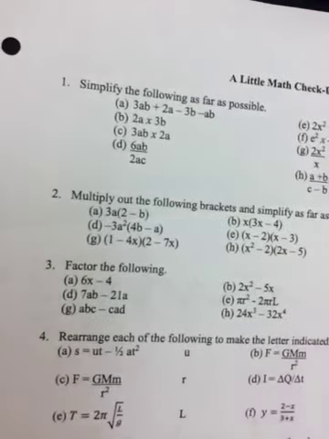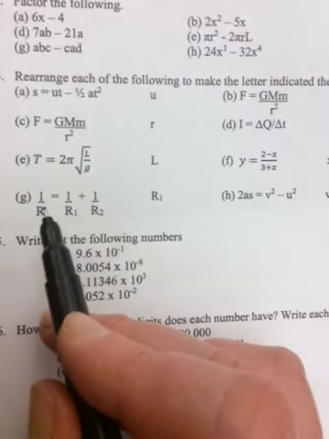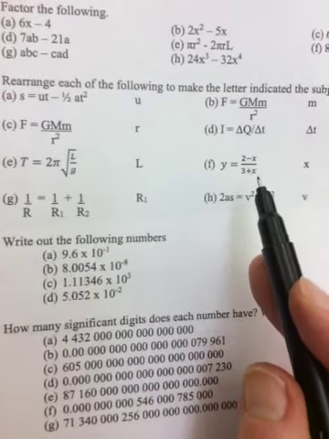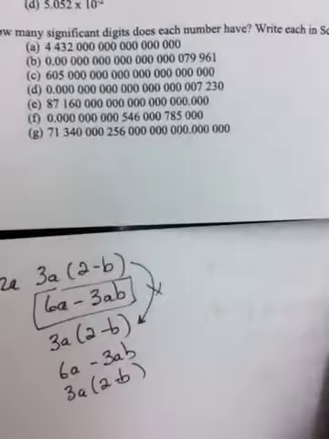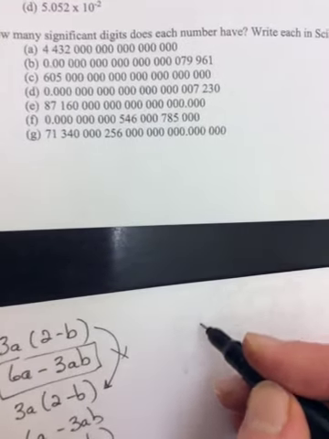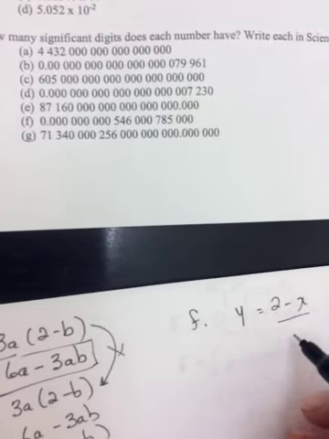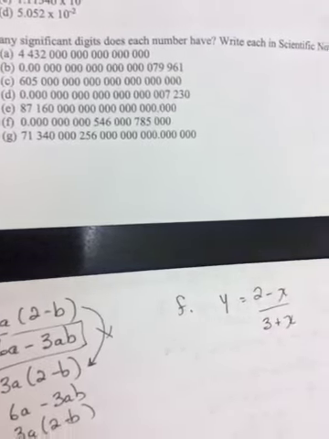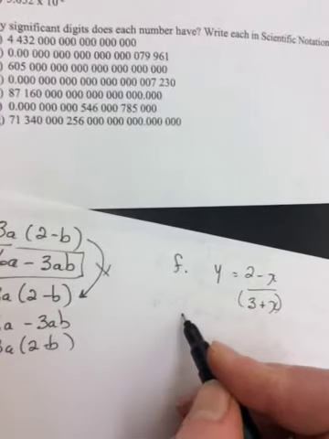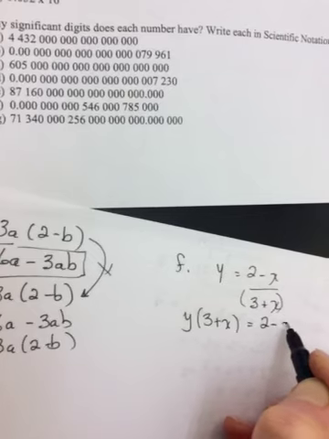Okay. In number four, if I was a betting man, I would bet the ones that probably messed you up were 4F and G. So let's just take a little look at F. Where'd it go? I moved the sheet and then I lost it. So it is y is equal to (2 minus x) over (3 plus x). Okay, so you want to get the bottom off the bottom, so bring it up. So it becomes y(3 plus x) is equal to 2 minus x.